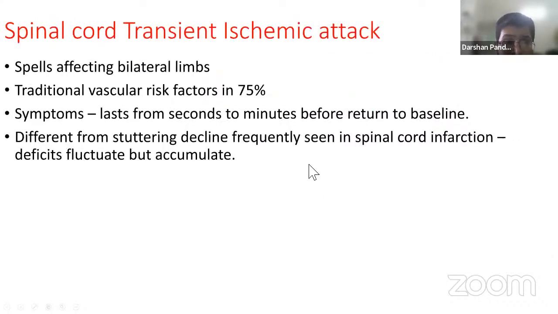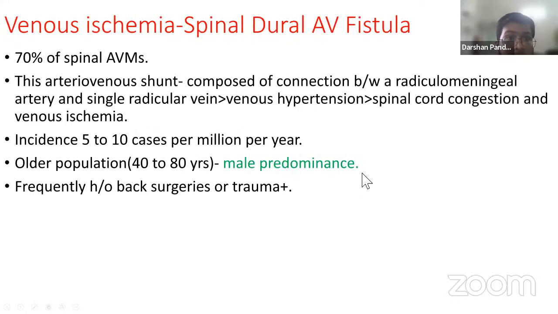Spinal cord TIA: there are spells affecting bilateral limbs, and vascular risk factors can be there. They're different from stuttering decline, which is frequently seen in infarction. In that, deficits fluctuate but accumulate in the decline, but here there is transient deficit only.